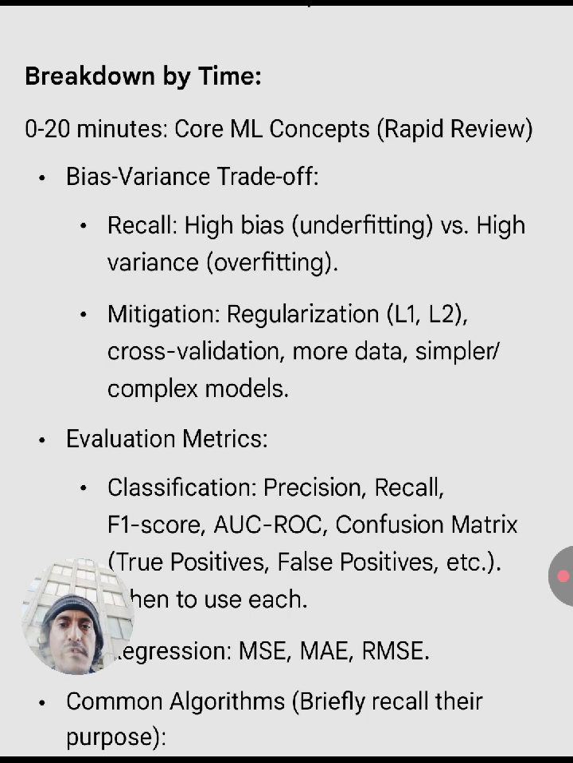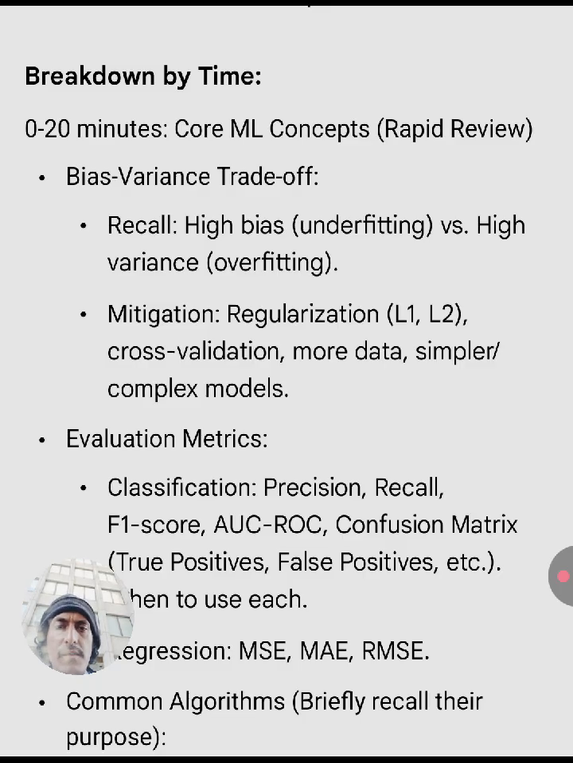So bias-variance trade-off, of course: high bias is underfitting versus high variance is overfitting. The mitigation is regularization techniques like L1 regularizer, L2 regularizer, then cross validation, more data, simpler or more complex models.